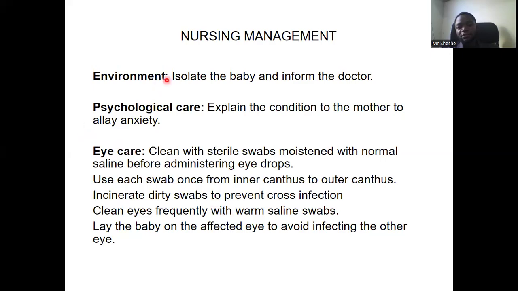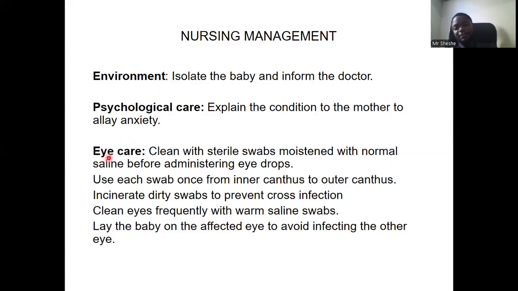First of all, this baby must be isolated to prevent an outbreak. Other babies may be infected because as you are managing this child with poor aseptic techniques, you may actually contaminate other babies as well. So they must be isolated. Next is to offer psychological support to the mother and then quickly do eye care.